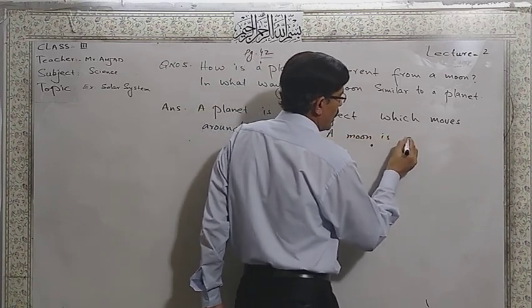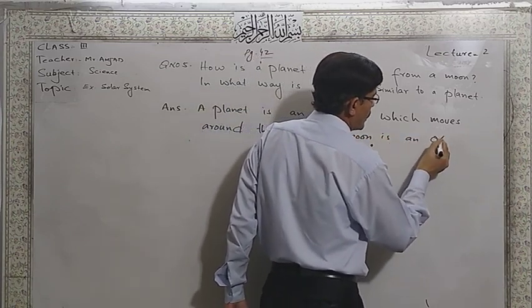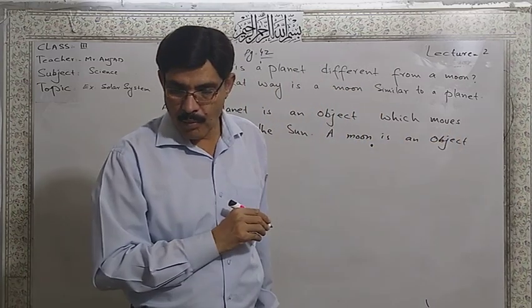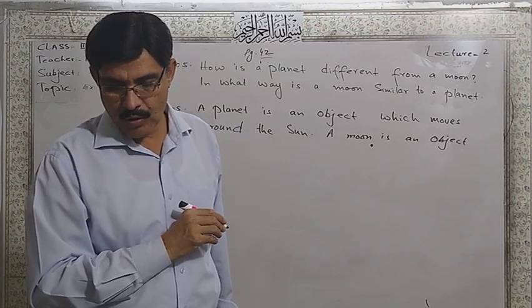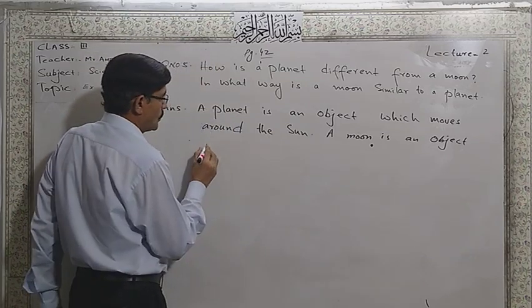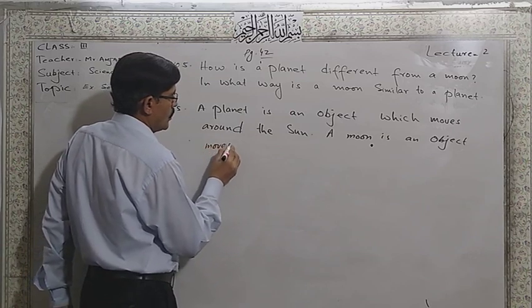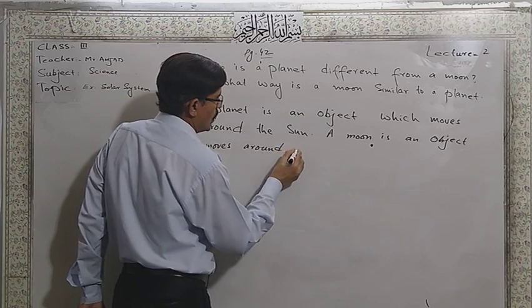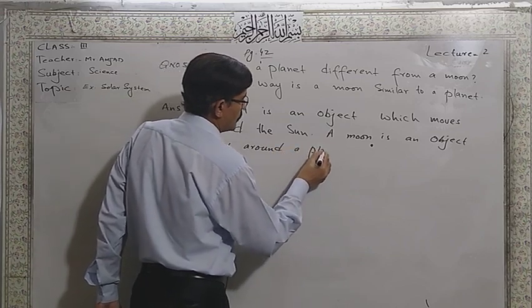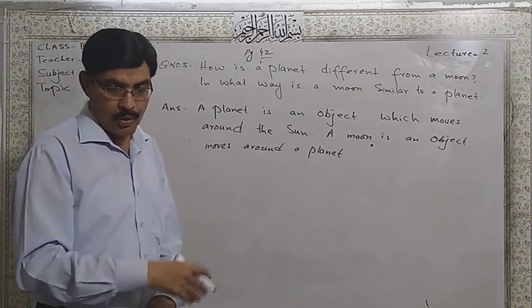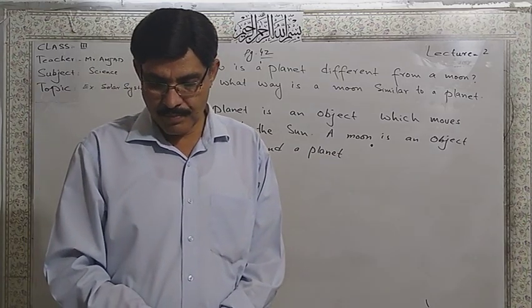A moon is an object which moves around a planet. A moon is an object which moves around a planet.